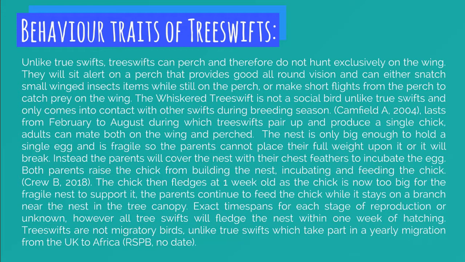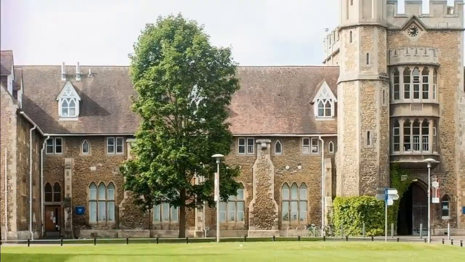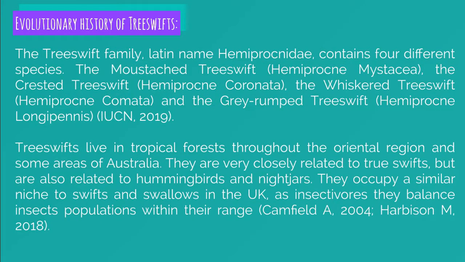Exact time spans for each stage of reproduction are unknown, however all tree swifts will fledge the nest within 1 week of hatching. Tree swifts are not migratory birds, unlike true swifts, which take part in a yearly migration from the UK to Africa.